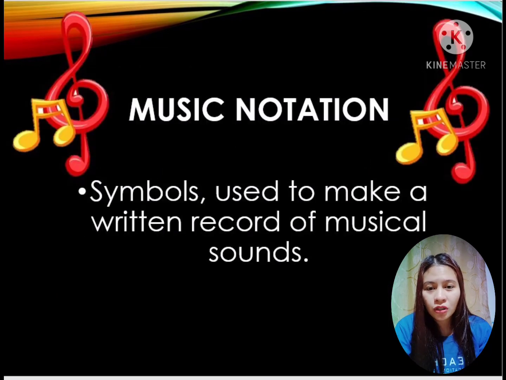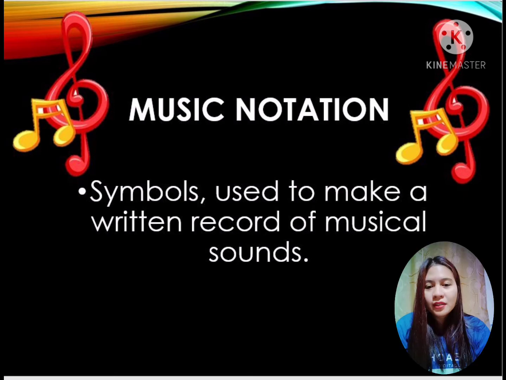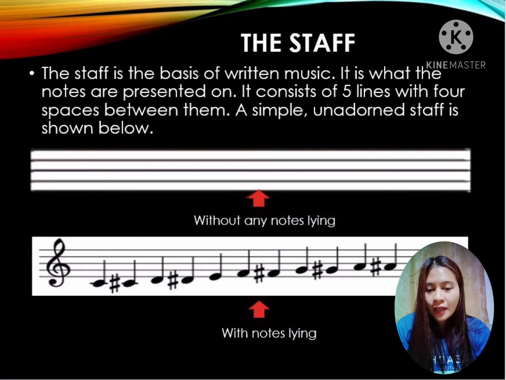Music notations are symbols used to make a written record of musical sounds. These symbols are used to represent orally perceived music with instruments or sung by the human voice. They tell the performer what notes to play, how fast or slow to play them, and give instruction about dynamics and timbre. Before I discuss the musical symbols, let us discuss first the staff.